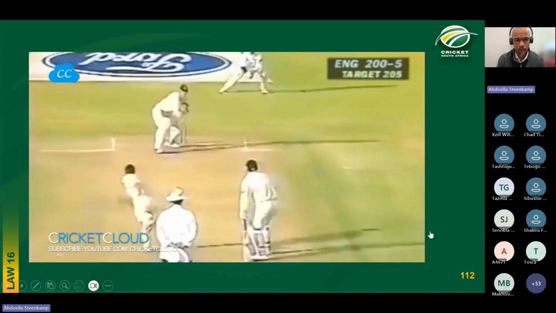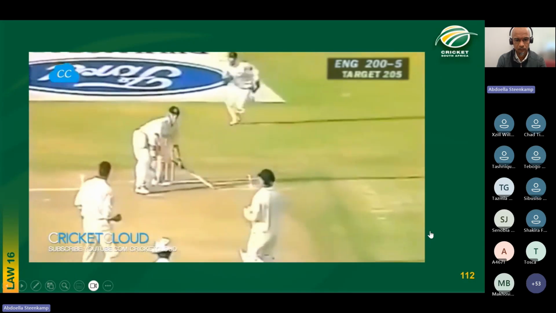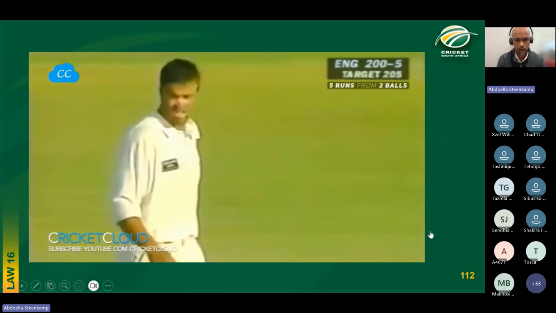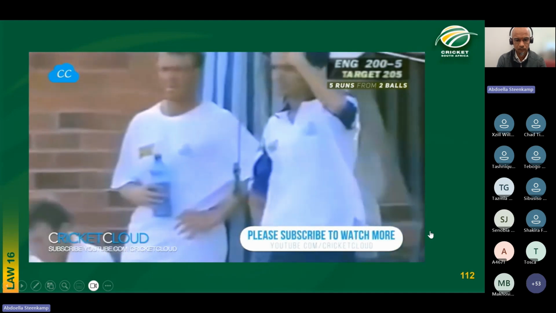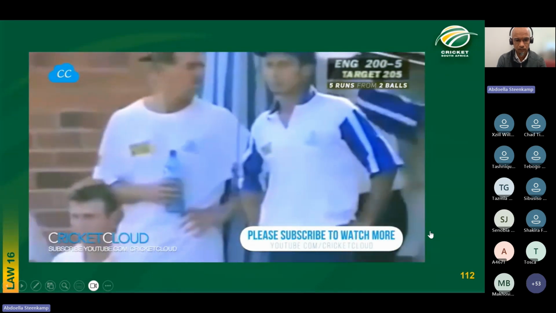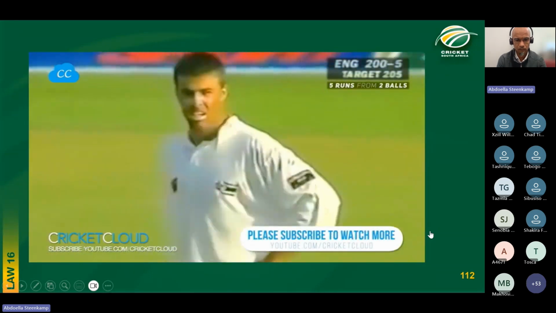Here's Streak to him. England require 5. It's wide outside the off stump. No signal from umpire Ian Robinson. England now requiring 5 off 2. How does Heath Streak feel? That is required. Sorry, that is required.